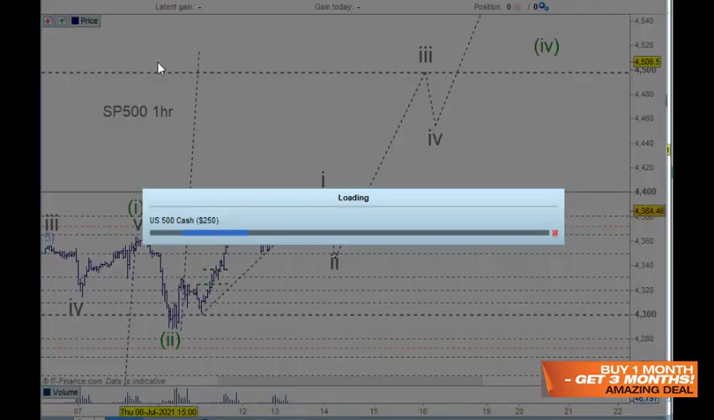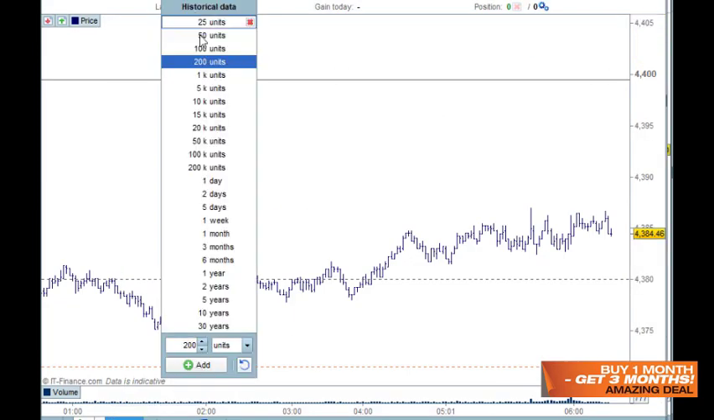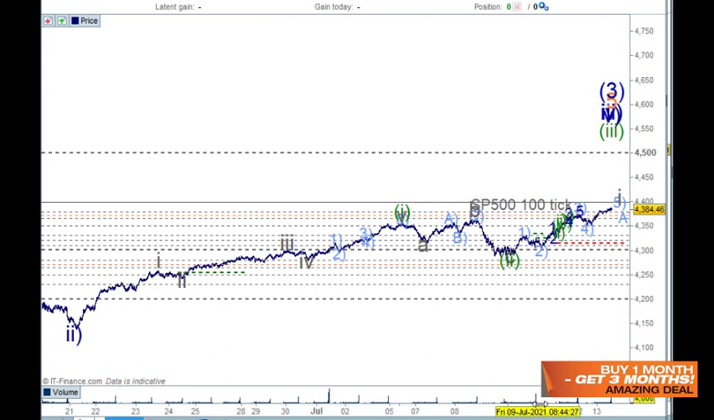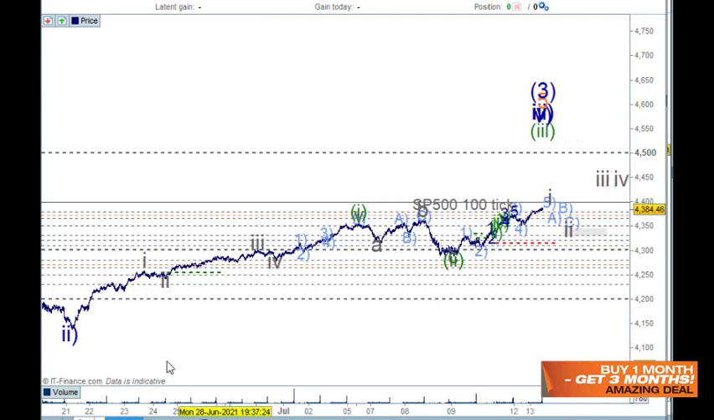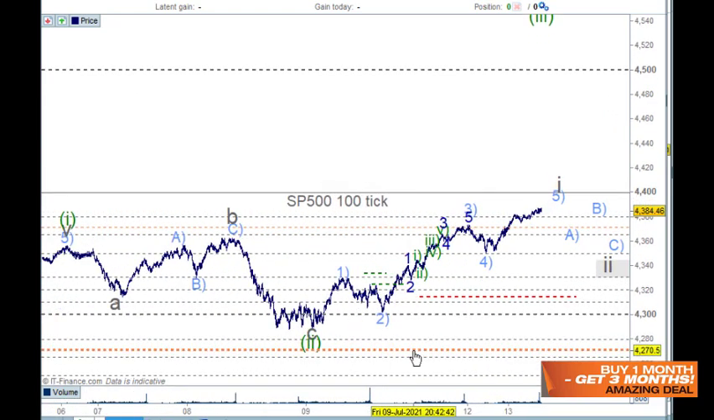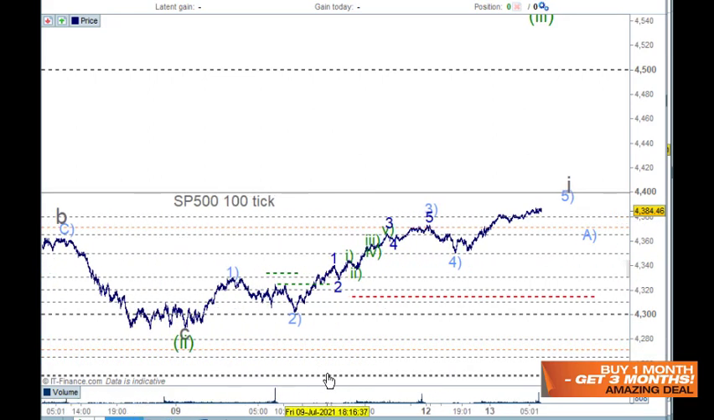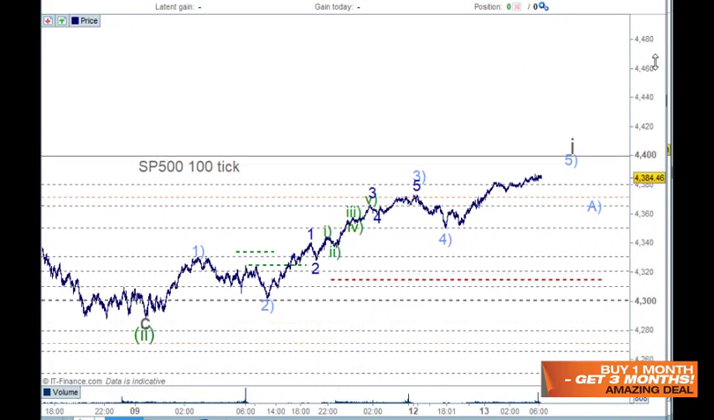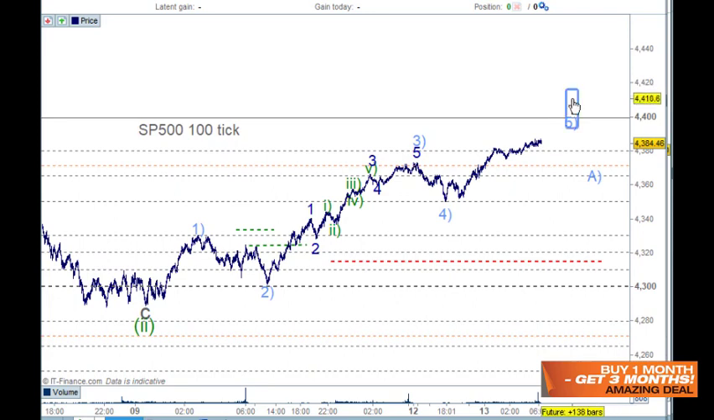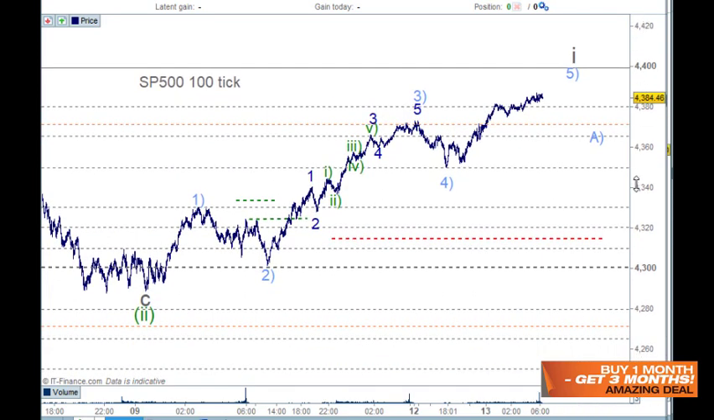So we'll go to 100 ticks, bring in some more data. 10 should be enough. So blue wave 2, green wave 2 tucked in here. So let's just open that up a little bit. So we've got our ABC here for green wave 2, and then we're going up here, as I mentioned, to this wave 1 here in 5 waves.